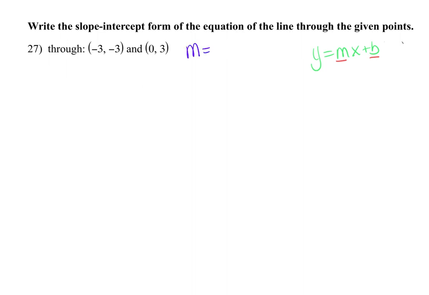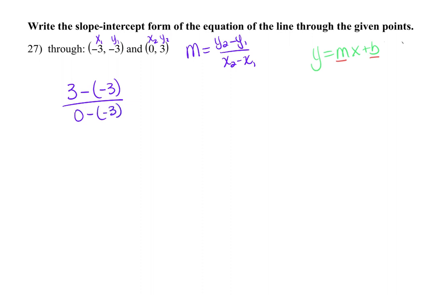So I'm going to go back to that slope equation that I've already used on this test review. All right? And I'm going to say, well, I need to subtract my y's. I need to subtract my x's. So I have y2 minus my y1 over x2 minus my x1. 3 minus a negative 3, that's plus a positive, that's 6. 0 minus a negative 3, that's plus a positive, over 3. 6 over 3 reduces to 2. I have the m piece that I need.